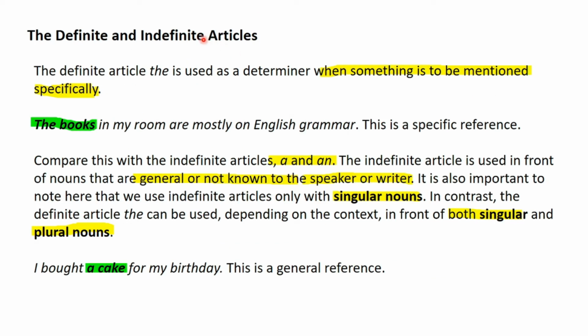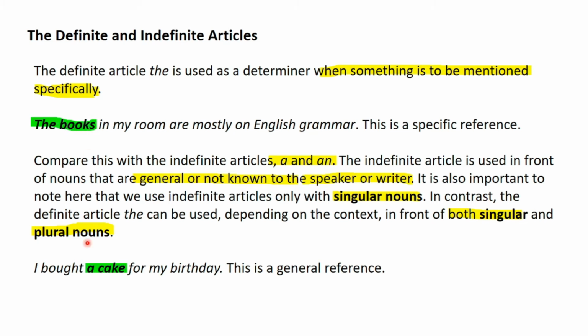Articles are one other category of determiners. We have two types of articles, the definite article the and the indefinite articles a or an. The definite article is used with noun phrases that are specific, whereas the indefinite articles are used with noun phrases that are general. For example, the books in my room are mostly on English grammar. Now this is a specific reference. This is a specific collection of books that I am referring to.